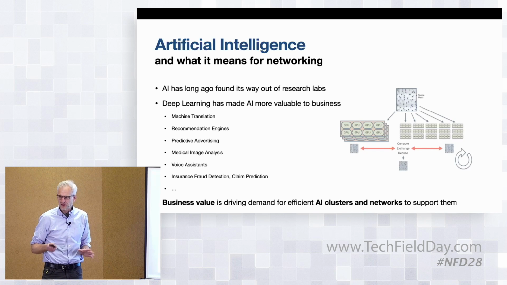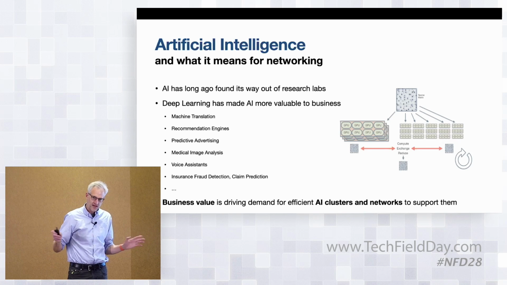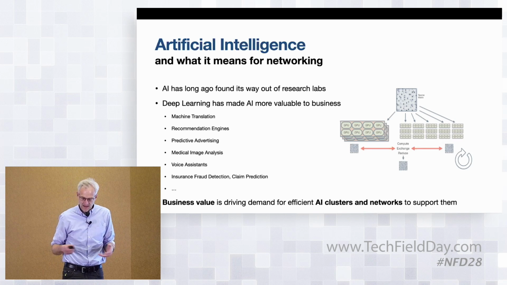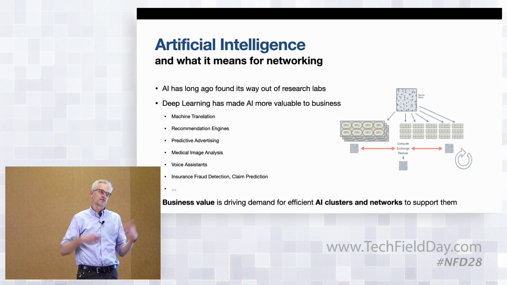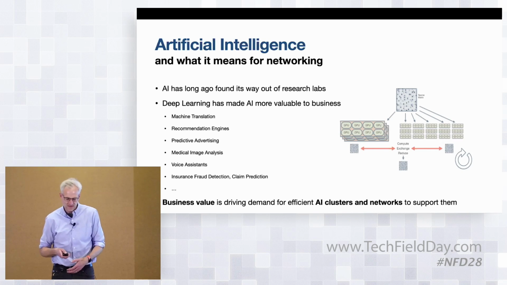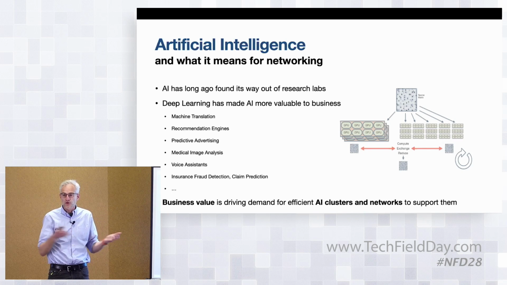I just want to talk briefly about artificial intelligence and what this means for networking. As you know, if you're paying any attention to the media, AI long ago made its way out of research labs. Deep learning has made AI a valuable tool to our customers and lots of businesses. It's doing machine translation, recommendation engines for things to show you on your news feed, music you might want to listen to, videos you might want to watch, predictive advertising, medical image analysis, identifying tumors. It has broad impacts and broad business value.